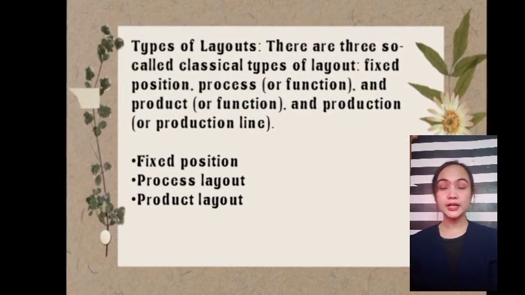Moving on to the next slide, we have here the types of layouts, and there are three so-called classical types of layout. First, we have fixed position, or fixed-position layout, then process or function layout, and product or production line layout. So first, we have fixed position. It keeps the chief material in one place and brings men and machines to it, and this layout is generally most economical when the product or material is physically large and heavy, the quantity of each item is small, and the process is also simple.